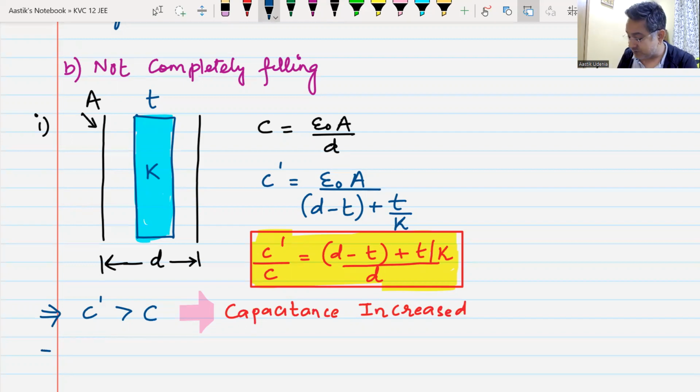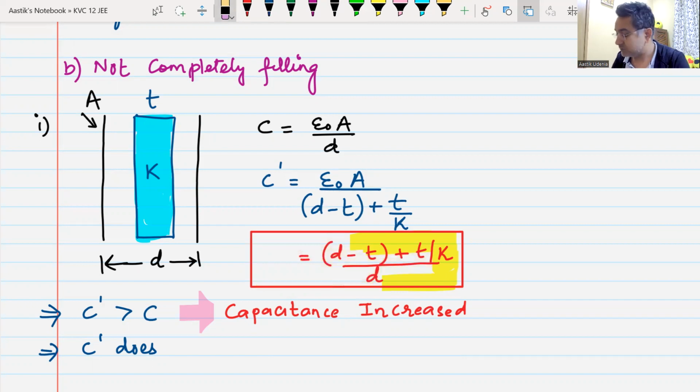Second thing that you must remember is that C dash, the new capacitance, does not depend on... Oh, I've written the equation in the reverse order. So I will write it in the correct order, C by C dash. Now it is correct. I have written it in the opposite sense.